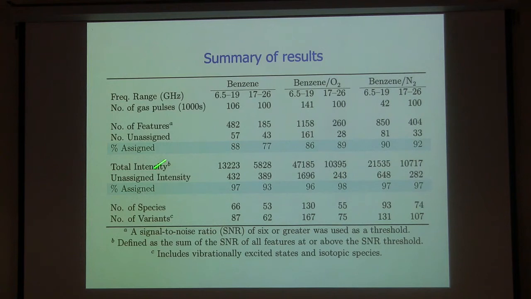All right? If we talk about the intensity, again, total intensity, unassigned intensity, we're in the mid to 95%. So we've assigned nearly all of the spectral intensity. The number of unique species is listed here. So the richest discharge is benzene O2. There are 130 different molecules that we found.